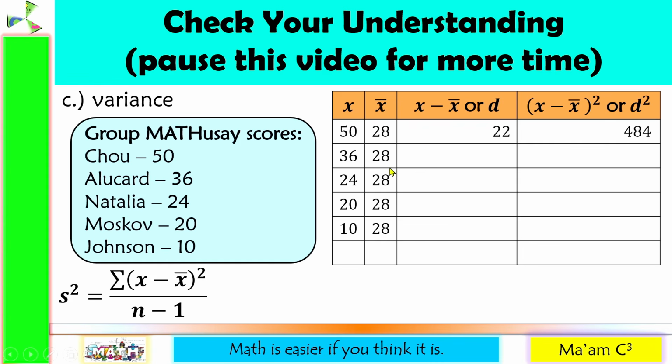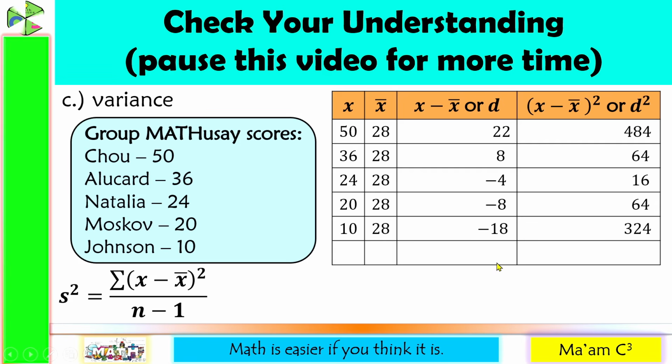36 minus 28 is positive 8. Square of that is 64. 24 minus 28 is negative 4. Squaring this is positive 16. 20 minus 28 is negative 8. Square of this is positive 64. 10 minus 28 is negative 18. The square of this one is positive 324.